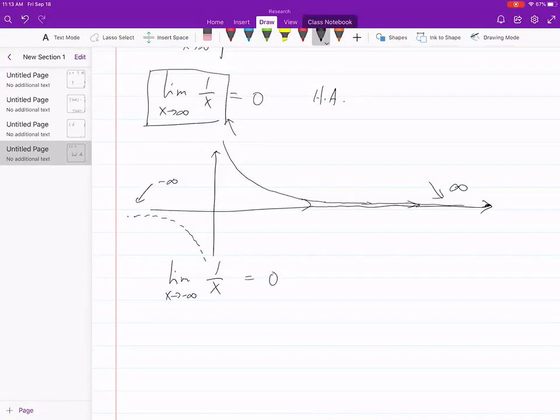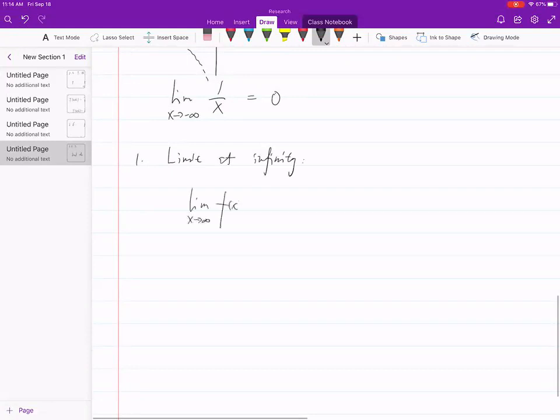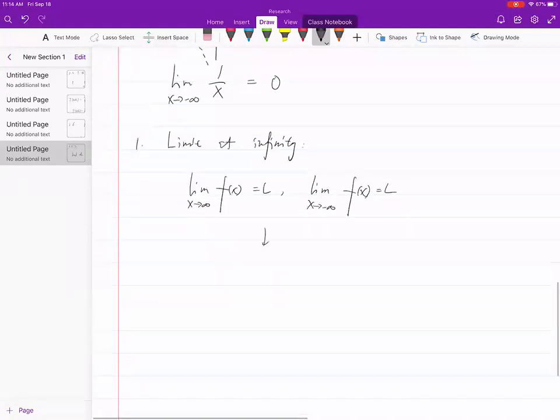Okay, that's what we know. And that's what we want for limit at infinity. Let me write it down. Infinity. The notation is given by this. Or negative infinity. It corresponds to the end behavior of a function f(x), let's just say. So this is number 1.